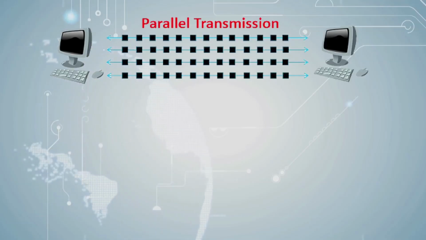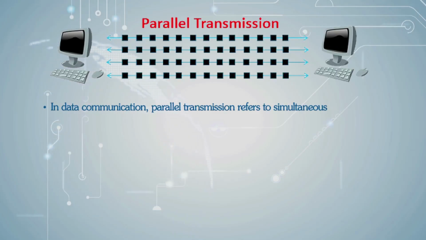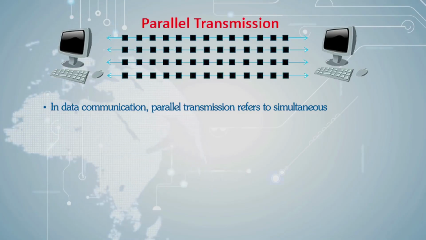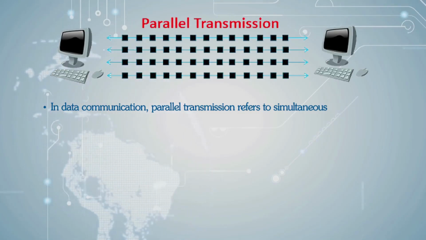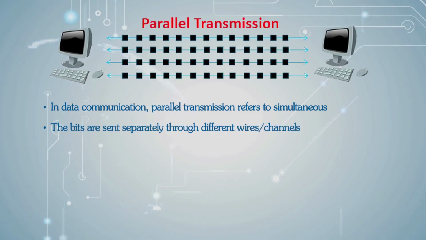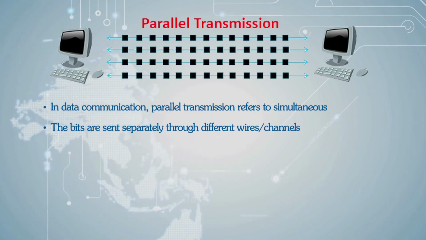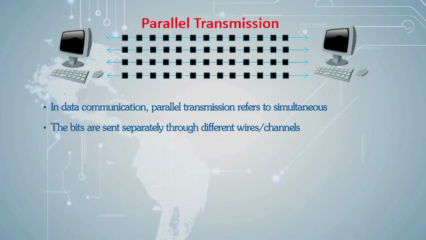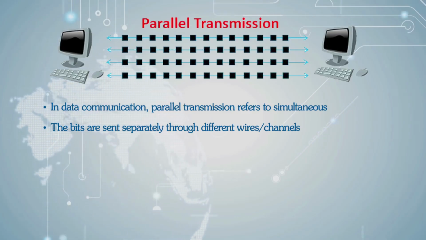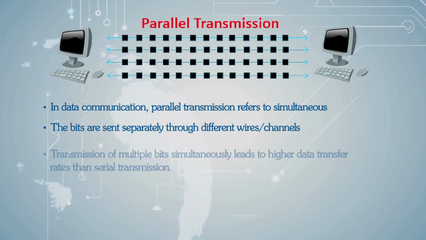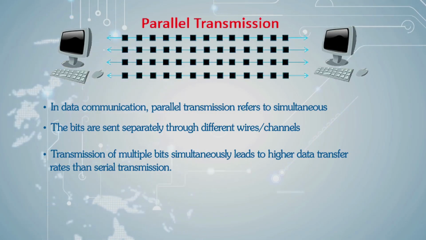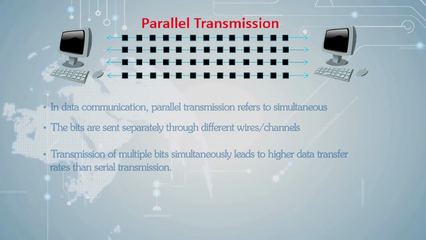Now we are moving towards parallel data transmission. In data communications, parallel transmission refers to simultaneous transmission of a signal or data. You can send many bits. Data bits are sent separately through different wires and channels. If I want to send 100 bits, 120 bits, 500 bits separately at a time, then you require so many wires in the system between devices. Transmission of multiple bits simultaneously leads to a higher data transmission rate than serial transmission.